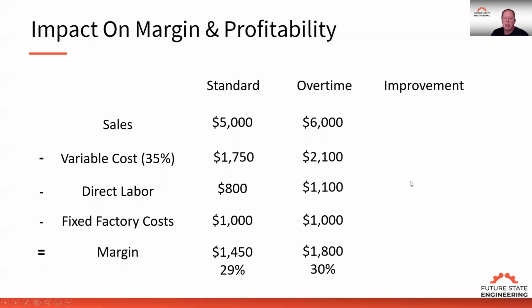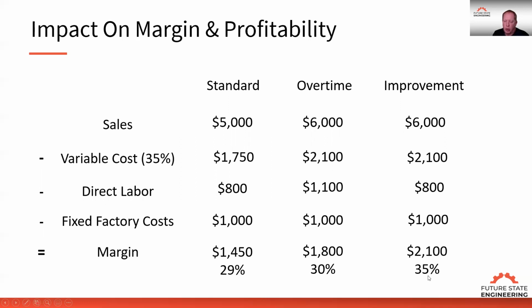Our approach is, what happens if we could make the labor more productive? So if I could get 20% improvement in productivity of our labor, what happens? So now I get my improvement to $6,000 for the week. I don't run any overtime. So my variable costs still go up to $2,100, but my direct labor stays at $800. My factory fixed costs are still $1,000. My margin goes to $2,100 or 35%. So if I can make a 20% improvement, what's that worth to me? It's worth 6 points of margin, where overtime only gets me 1% margin.